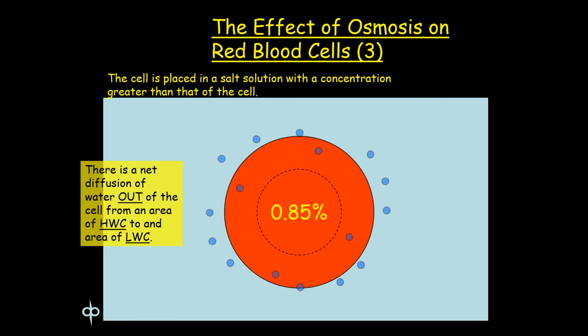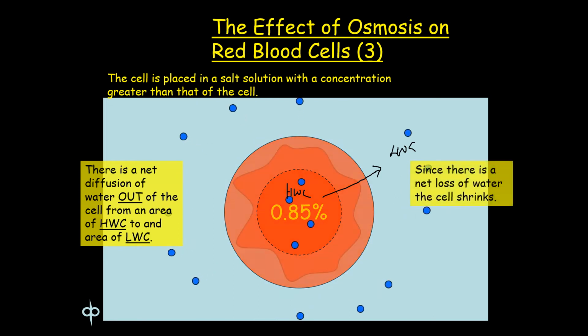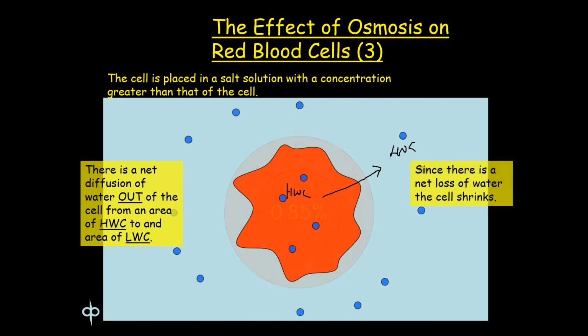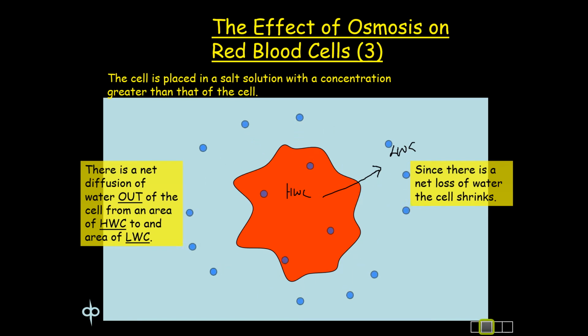This is an illustration of what would happen if you put your red blood cell into a salt solution greater than the cell's contents. There's going to be a net movement of water out of the cell, from the high area of water concentration inside the cell to the low area of water concentration outside the cell, which is going to cause the cell to shrink and shrivel. It originally started as round and now it has shrunk.